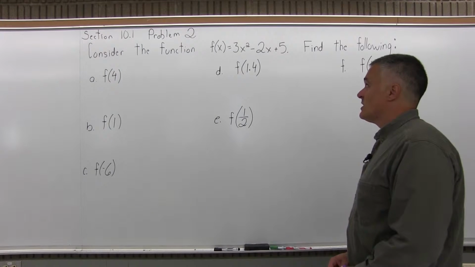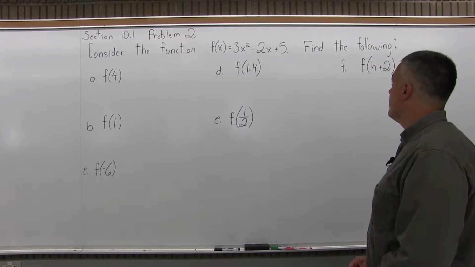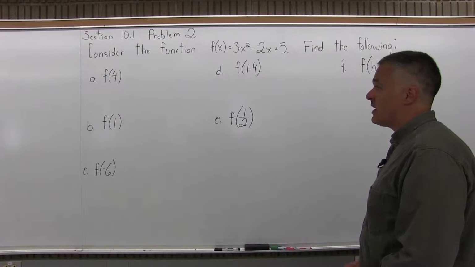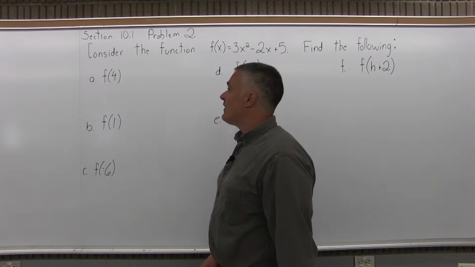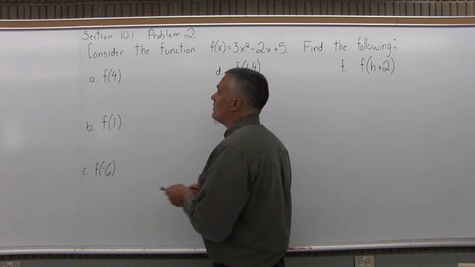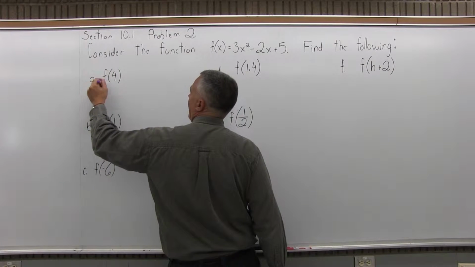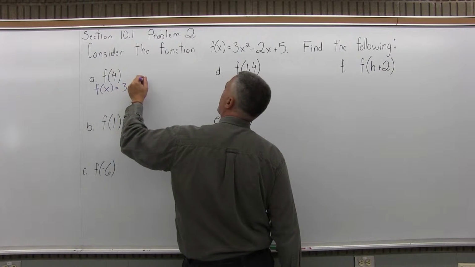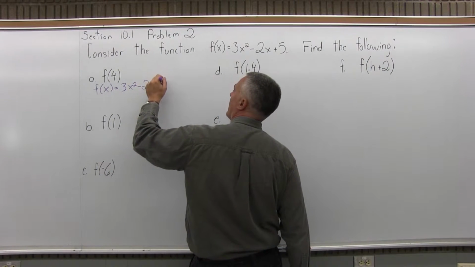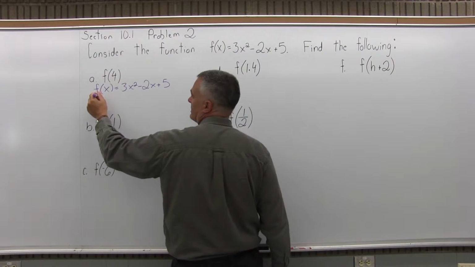It says, consider the function f of x equals 3x squared minus 2x plus 5, and find the following. There are 6 parts, A, B, C, D, and F. So part A says find f of 4. What I'll do for part A is take the function f of x equals 3x squared minus 2x plus 5. And what this is basically telling me is everywhere I have an x, put in a 4. That's what f of 4 means.